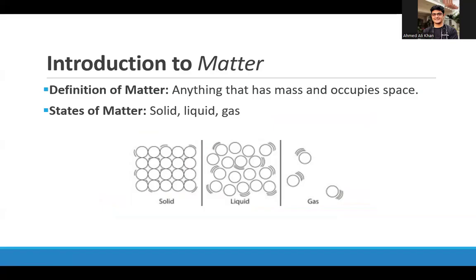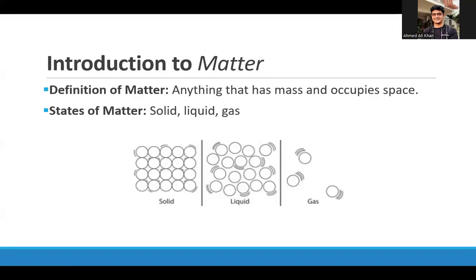Now, matter makes up everything around us. It makes up the chair you're sitting on. It makes up your laptop. It makes up the food that you eat every day. It makes up you yourself as well. The human body is made up of matter. The air you breathe, the pencil you're holding currently, the pages that you write on, it's all made up of matter.